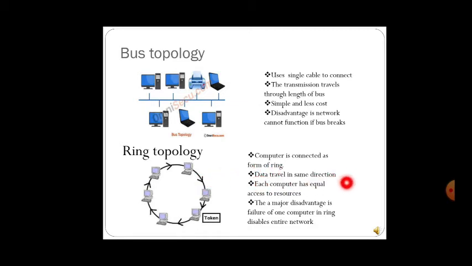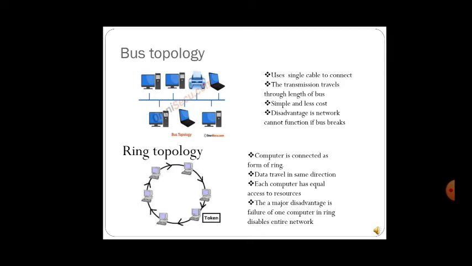The major disadvantage here is that failure of one computer in the ring disables the entire network. Again the same thing: failure of one computer in the ring. Suppose the fifth system has failed here, then you can't access the files from other systems also, because the data has to travel from the first system.